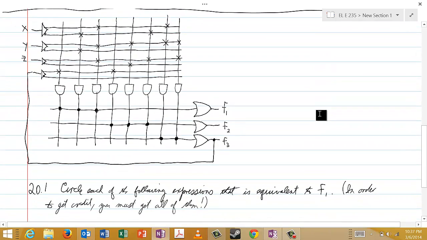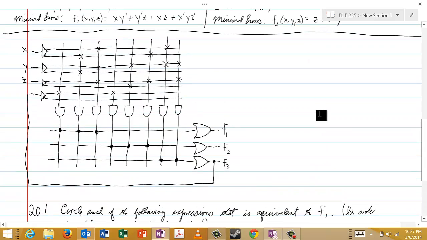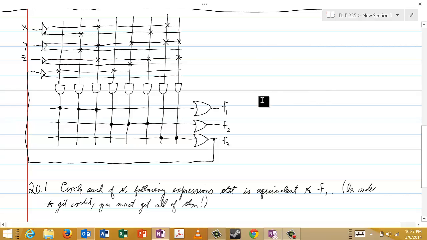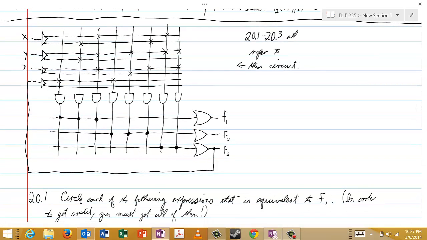And so now let's look at the test problem. There are two in-class problems, 20.1 and 20.2, and then there will be another one in class, 20.3. And 20.1 through 20.3 all refer to this circuit. And you notice that it's very similar to what we had above, except that everything now has been marked for you. I'll just point out a few things. The OR array down here is identical to what we had in the example we did in the lecture. And here the AND array has been chosen.